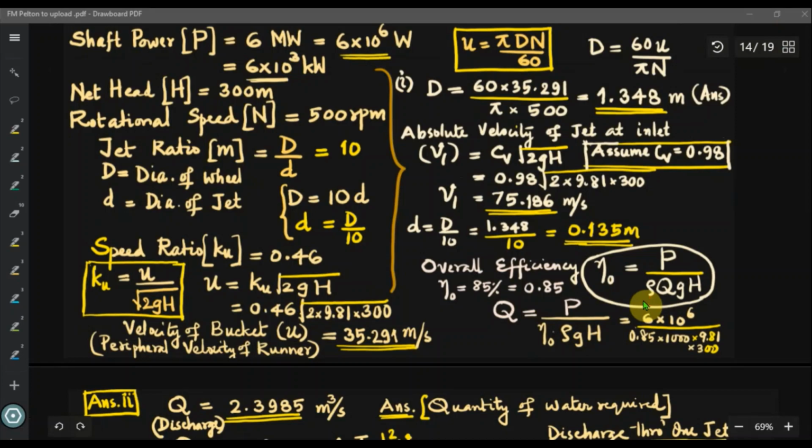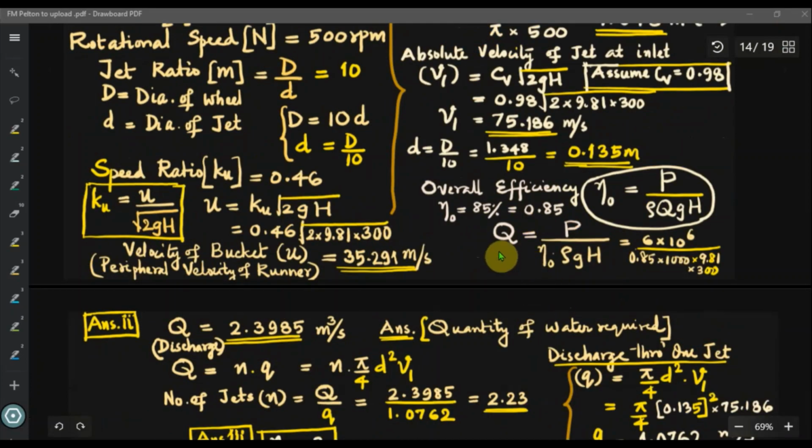Now we will proceed and find out the quantity of water required. So what does it mean? That is actually the flow rate required. So much meter cube of water every second is required by the turbine to produce the 6 megawatt power. So the overall efficiency, eta naught, is equal to shaft power by water power. Shaft power is P, divided by the water power rho Q G H. So Q is equal to P divided by overall efficiency into rho G H in the denominator.